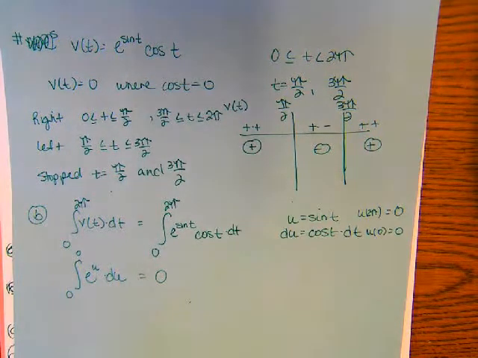Does that mean that the particle went 0? No, it means it's going back and forth. It means that it started and stopped at the same place. That's all that it means. Okay. Then the last thing, what's the total distance traveled?